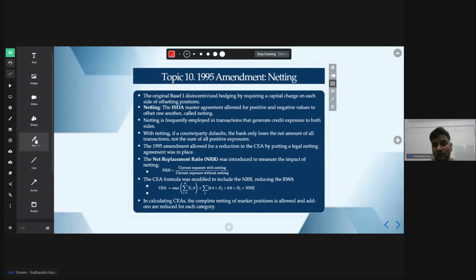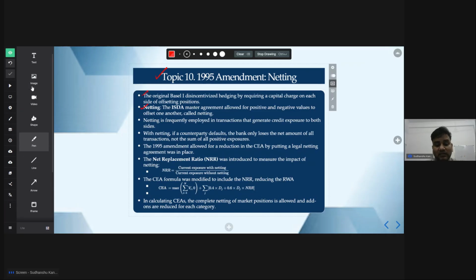Fine. After this, now we are trying to understand the amendments which happened, right? So 1995 amendment, which was for the netting. The problem with original Basel I was that Basel I penalized your hedging, right? Each derivative leg attracted your capital independently, so no recognition of your offsetting position. The netting concept under the ISDA master agreement, right?